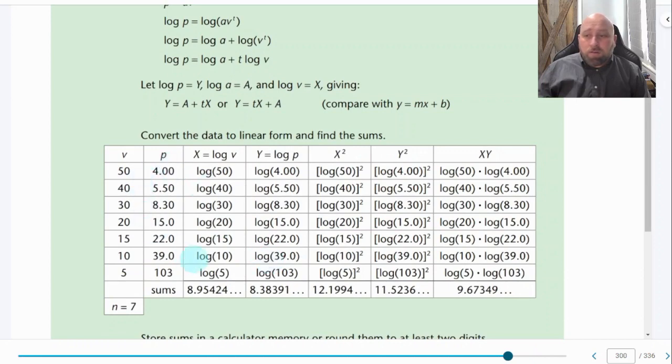Now, all you do is the same thing in your calculator. I'm not going to take the time to show you how to do it, but you can do it. It's the same sum notation, right? So you log 50, type that into your calculator, and it'll give you a sum, and then you do all these different things and make your charts. Your n is 7 again.